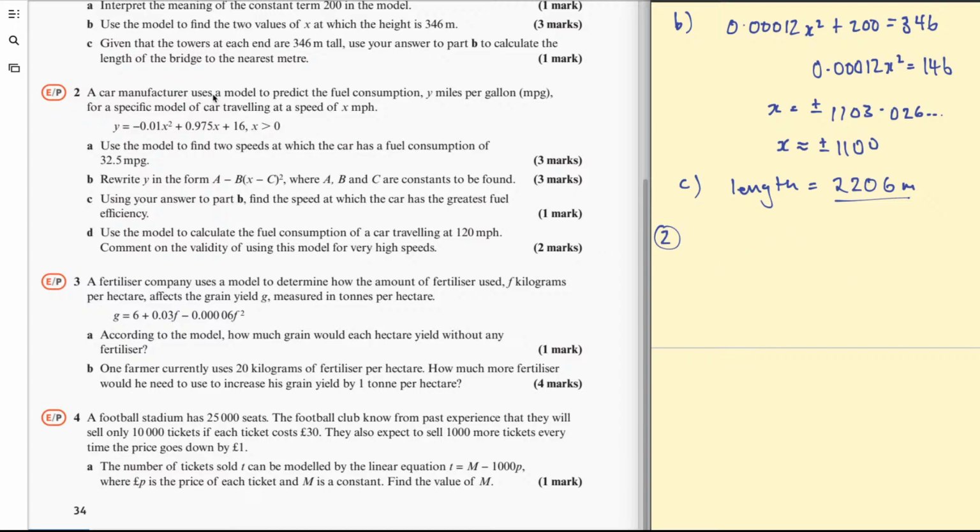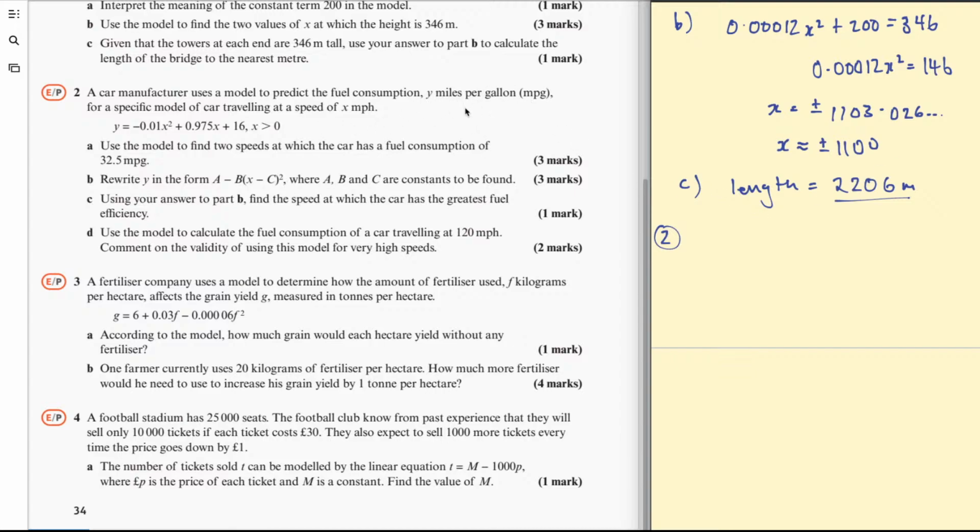Question 2 says a car manufacturer uses a model to predict the fuel consumption, Y miles per gallon. Gallon? Why is it talking about gallons and miles? Oh, well, England is still in miles, isn't it? Although I thought that generally it was converting to the metric system. This is confusing. Why do they talk about gallons and miles?